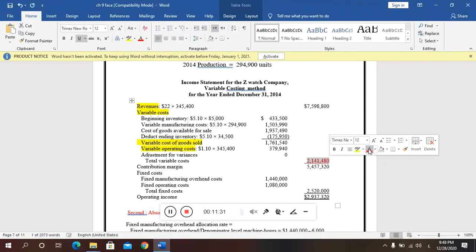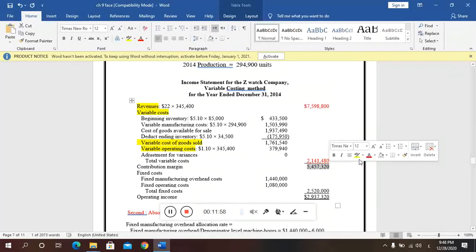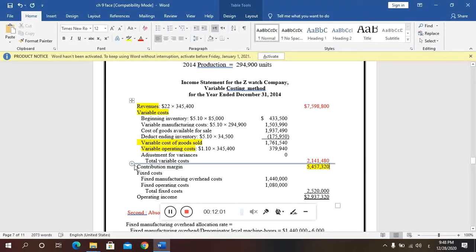We will subtract it from the total revenues, $7,598,800. Sales revenue minus total variable cost will equal the contribution margin. Contribution margin, I'll color it in yellow. After that we have to deduct all fixed costs, fixed manufacturing and fixed operating, because we use the variable costing method. We will deduct the fixed costs from the contribution margin.